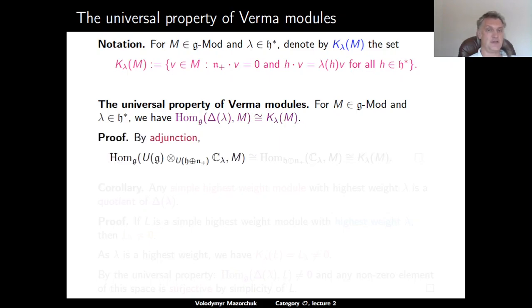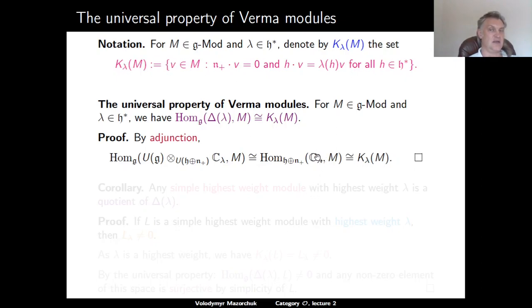So this is proved using the usual induction restriction adjunction. The space of all homomorphisms from our Verma module to M can be computed using the fact that the Verma module is induced from a module over the Borel subalgebra. By adjunction, this Hom space is equal to the Hom space over the Borel subalgebra from C_lambda to M. And the latter Hom space is isomorphic to k_lambda of M by sending the canonical generator of C_lambda to an element v in k_lambda of M.